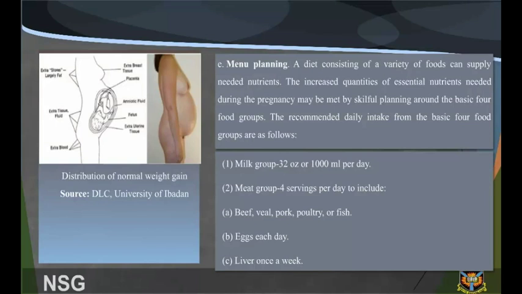Menu planning. A diet consisting of a variety of foods can supply needed nutrients. The increased quantities of essential nutrients needed during the pregnancy may be met by skillful planning around the basic four food groups. The recommended daily intake from the basic four food groups is as follows. Milk group: 32 oz or 1000 ml per day. Meat group: 4 servings per day to include beef, veal, pork, poultry or fish. Eggs each day. Liver once a week.